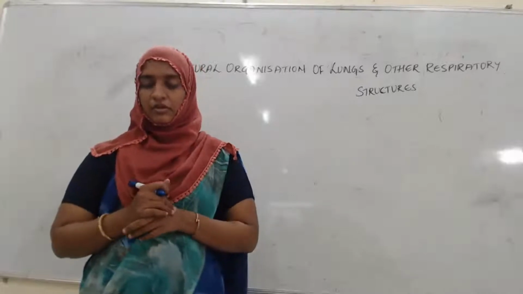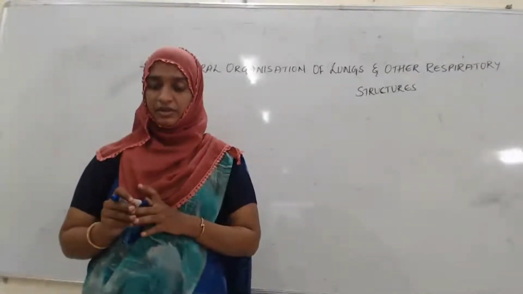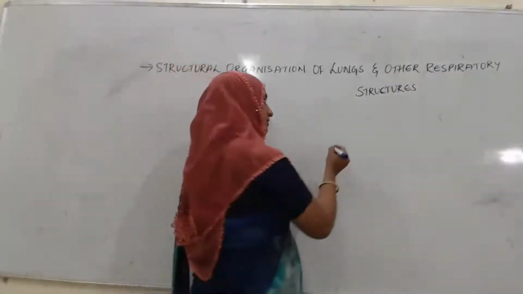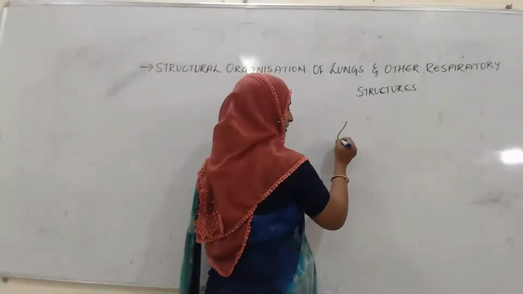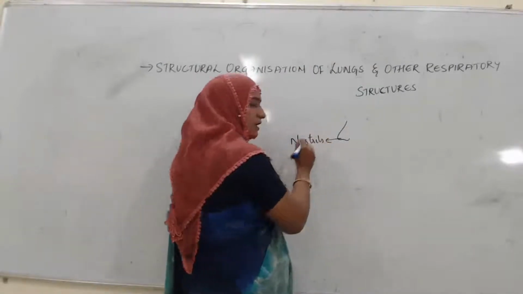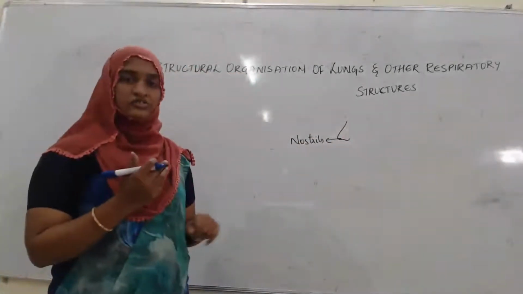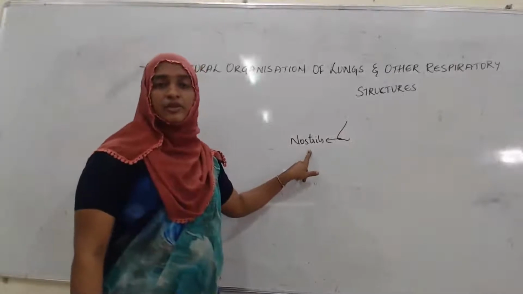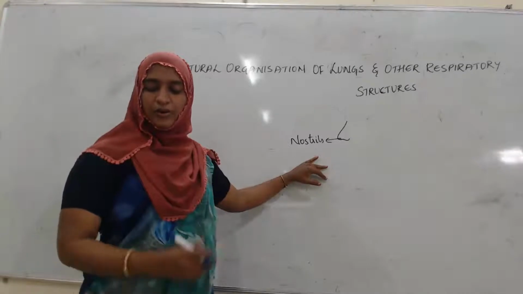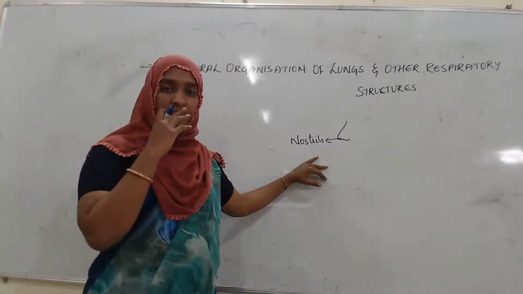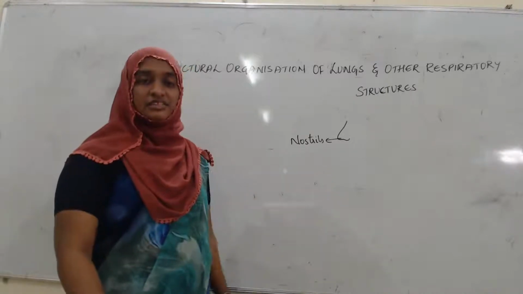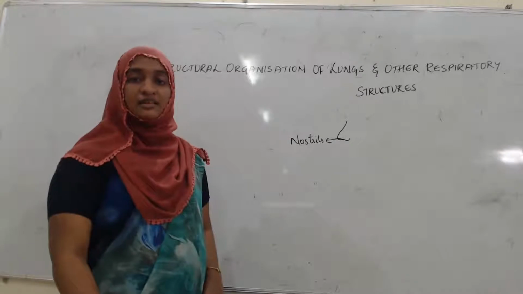First of all, the human respiratory system consists of a pair of external nostrils. Here I will show you. The openings at the lower end of the nose we can call the nostrils. These external nostrils open out on the upper lip, at the lower end of the nose. It leads to the nasal chamber through the nasal passage.